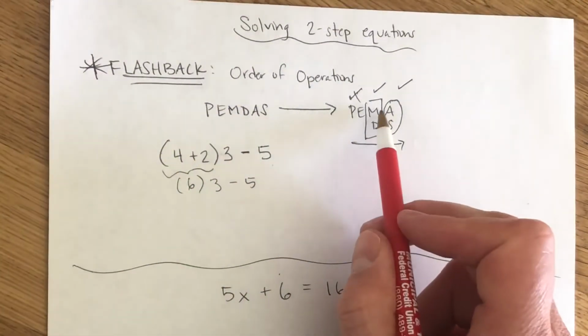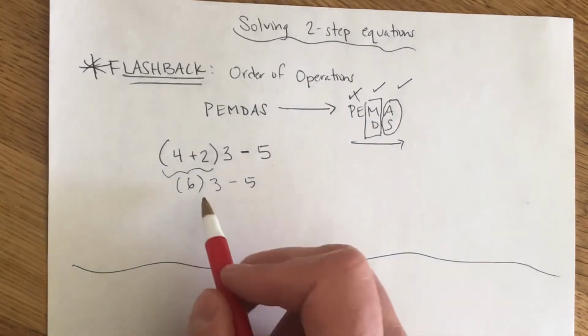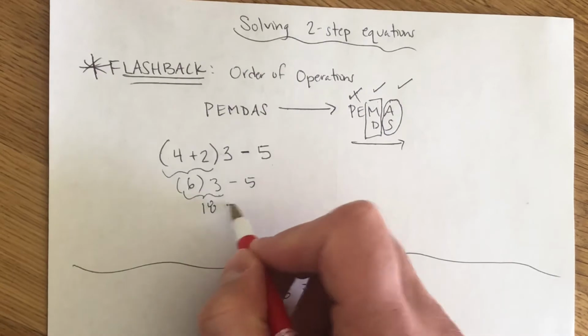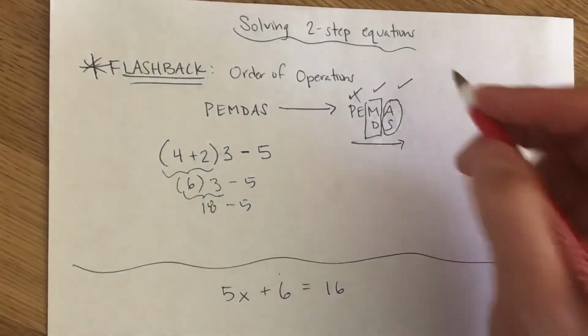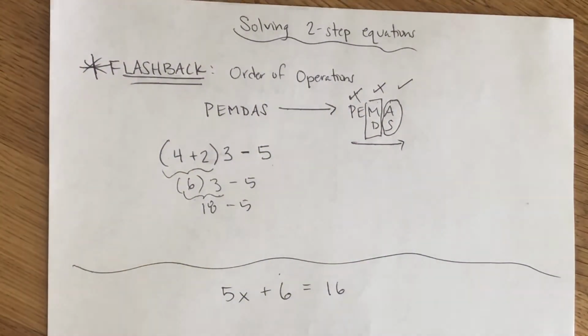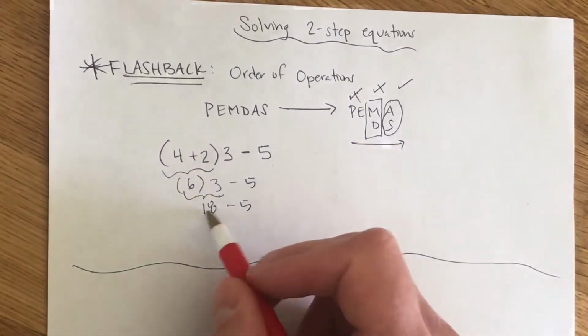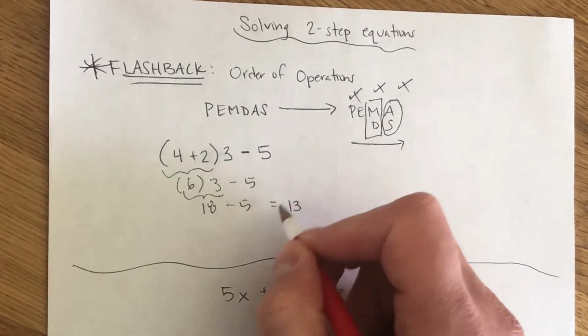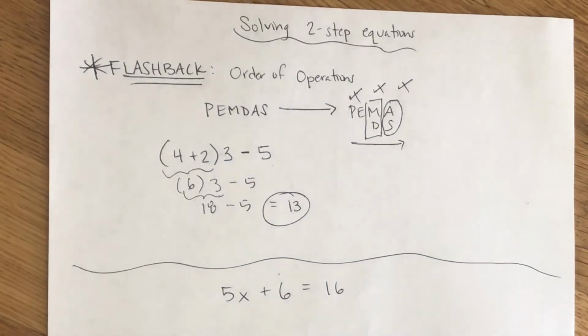Now we have to take care of the fact that we have multiplication. Well, 6 times 3 is 18. Document that one step and then just carry down everything else. So now we took care of the fact that we had multiplication. And then finally, we have the subtraction. Take care of that. 18 minus 5 is 13. So that's a little refresher.